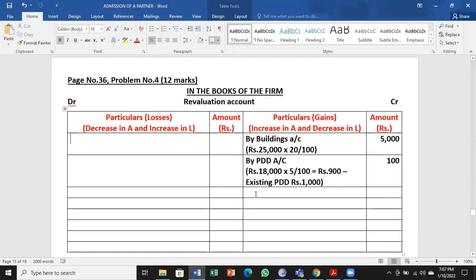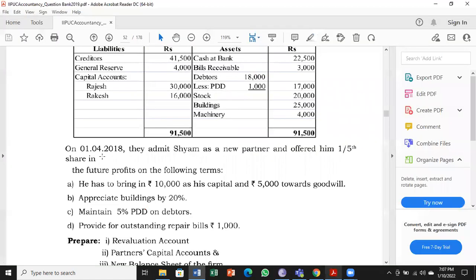Next, provide for outstanding repair bill 1,000. So it is to be paid. So provision for outstanding repair bills account, 1,000. So only 3 adjustments, as I told you. So B, C and D is done.